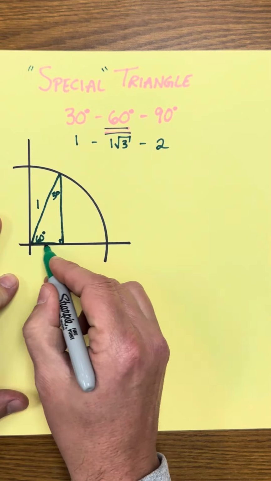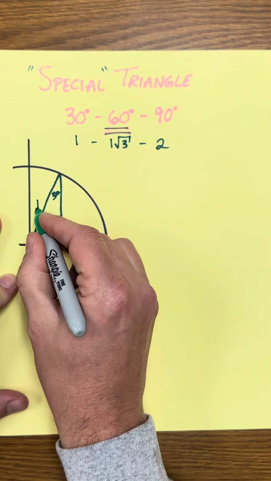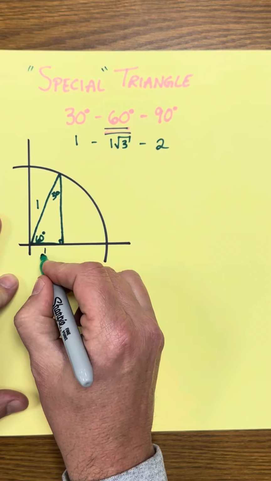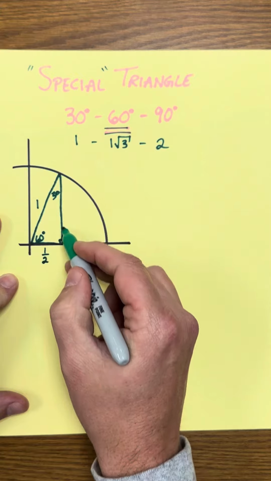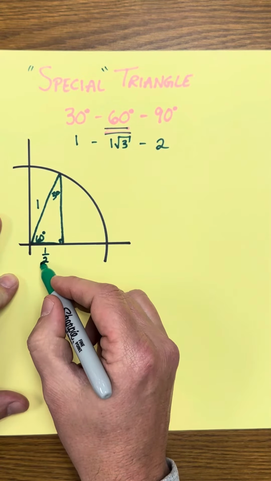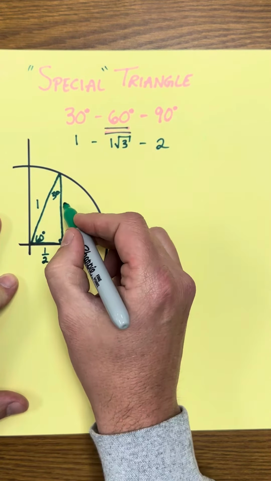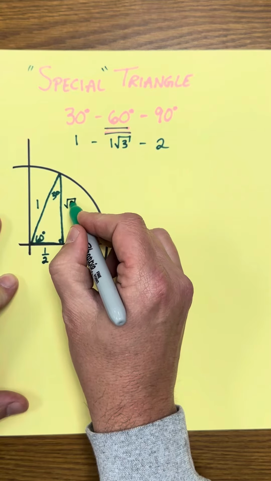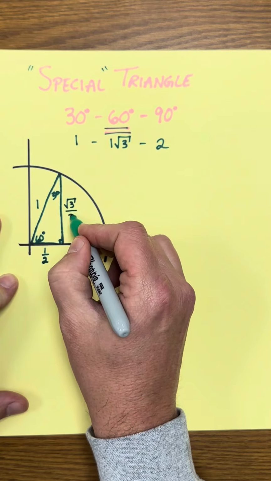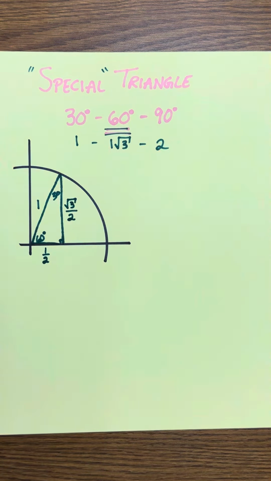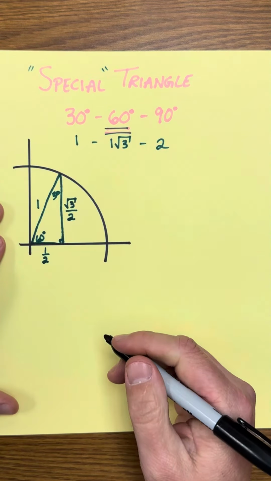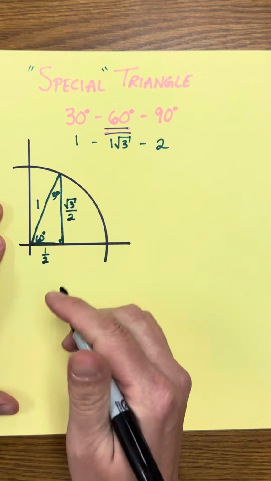The short leg here crossing the 30 has to be half of the hypotenuse, so 1/2. And the long leg is the short leg times the square root of 3. So again, just like we had in the last video, that's going to give us the square root of 3 over 2. So we've got our measurements on that right triangle. We should be able to go ahead and find now our sine, cosine, and tangent of our 60-degree angle.